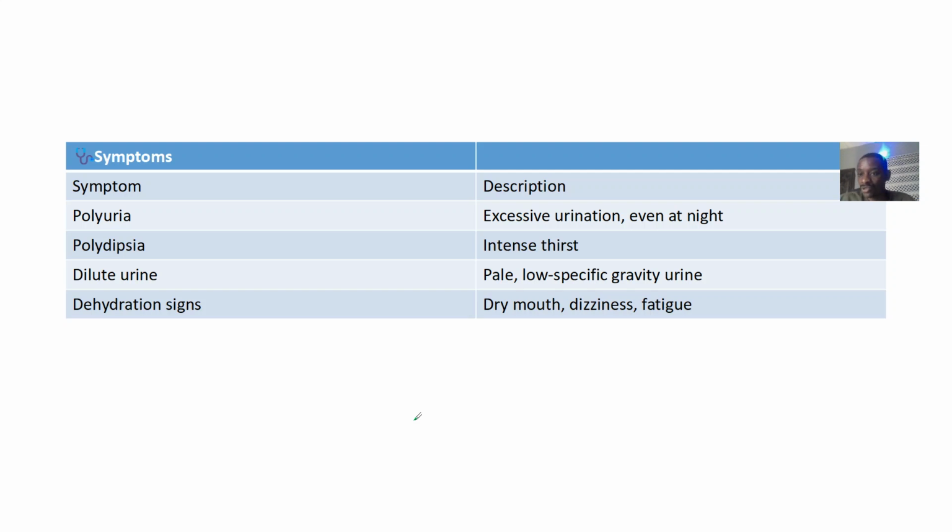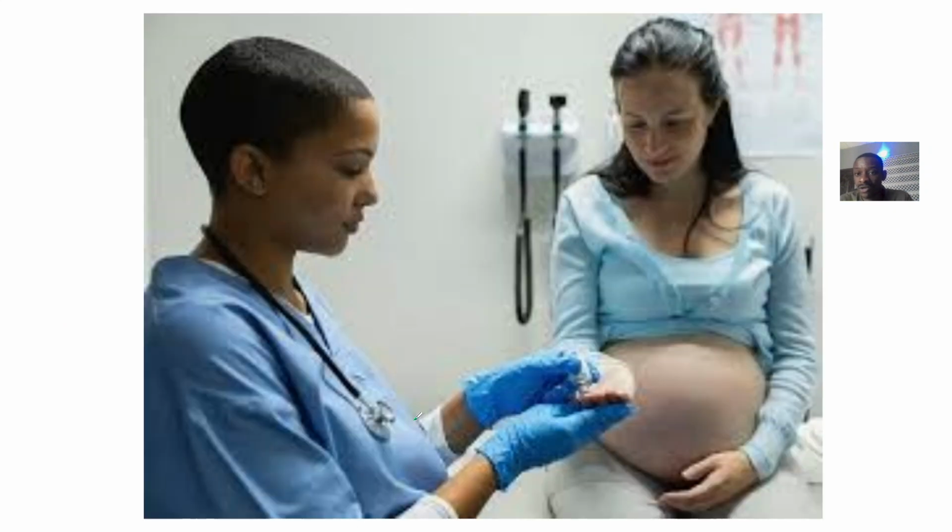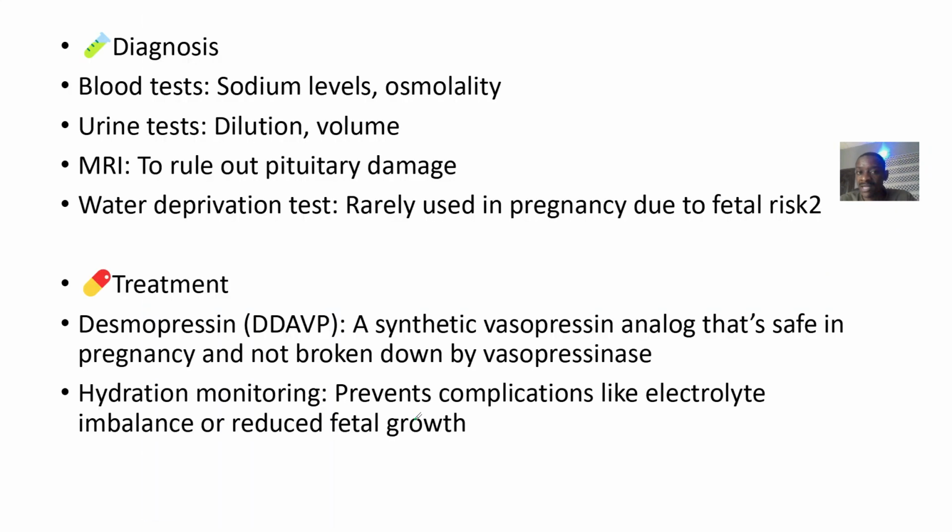So symptoms: you are urinating so much, that's polyuria. As you are losing water, you want to take more, you are thirsty so much, that's polydipsia. Then the urine you are producing is not concentrated because there's no antidiuretic hormone, so you have dilute urine. Then you are losing so much water, so you are dehydrated, weak, pale, and all of that. For diagnosis, I want to do a blood test to check antidiuretic hormone levels. I want to do a urine test to look at the urine color and the amount of urine produced. The MRI is to rule out any issues with the pituitary gland.